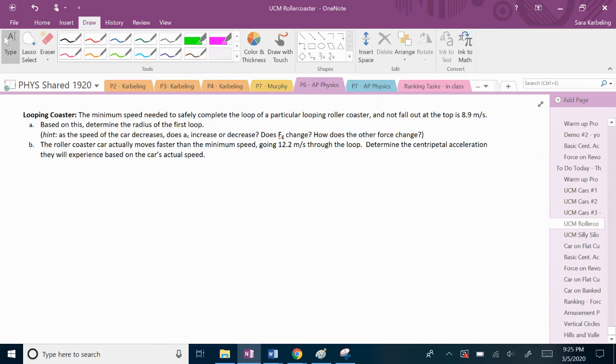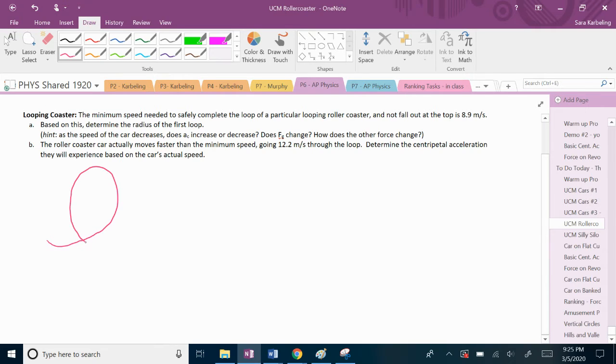It says the minimum speed needed to safely complete the loop of a particular looping coaster and not fall out at the top is 8.9 meters per second. Based on this, determine the radius of the loop, and then we'll do part B in a little bit. Let's go ahead and draw a picture, because that's a really good place to start if you're not sure what to do.